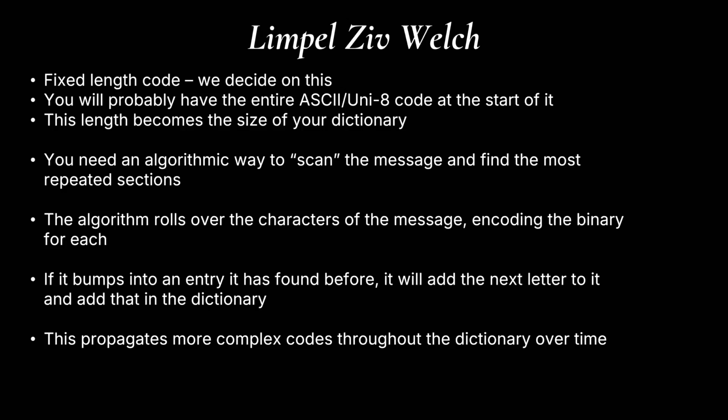So you can pre-seed it or you can just let it do it. It goes through and scans it, and every time it rolls over it, it encodes the binary for each of those. So every time it finds an entry it's seen before, it will add the letter next to it and then add that to the dictionary. And as you go through a long and complicated symbol of a bunch of ones and zeros or letters or characters or whatever, again, they're always using characters of a sentence to demonstrate this, but more often than not, the computer will be doing it with combinations of ones and zeros.